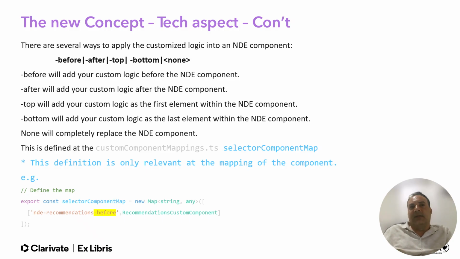This is defined at the custom mapping, the file I previously showed. In the mapping, you define the NDE selector with the annotation of before, after, top, bottom, or none.